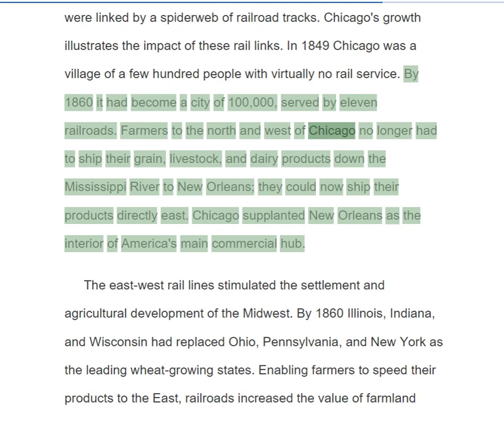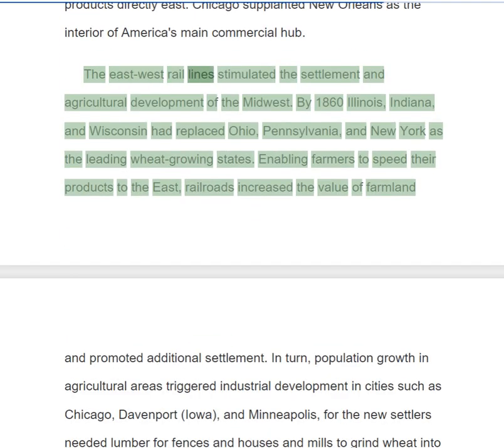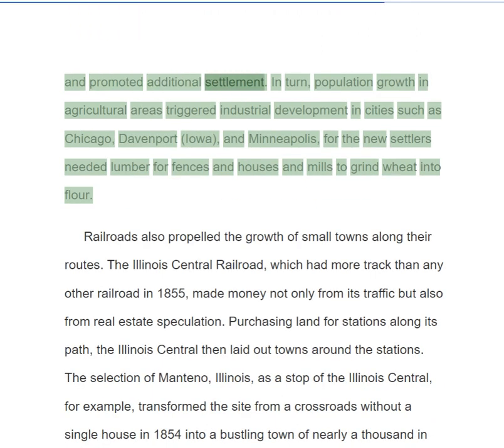Farmers to the north and west of Chicago no longer had to ship their grain, livestock, and dairy products down the Mississippi River to New Orleans. They could now ship their products directly east. Chicago supplanted New Orleans as the interior of America's main commercial hub. The east-west rail lines stimulated the settlement and agricultural development of the Midwest. By 1860, Illinois, Indiana, and Wisconsin had replaced Ohio, Pennsylvania, and New York as the leading wheat-growing states. Enabling farmers to speed their products to the east, railroads increased the value of farmland and promoted additional settlement.